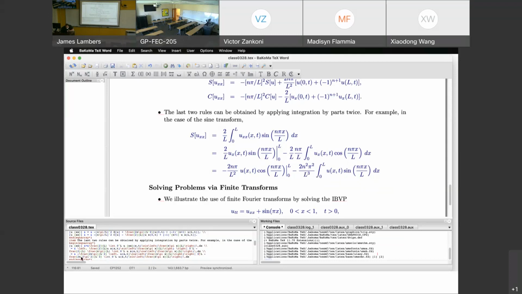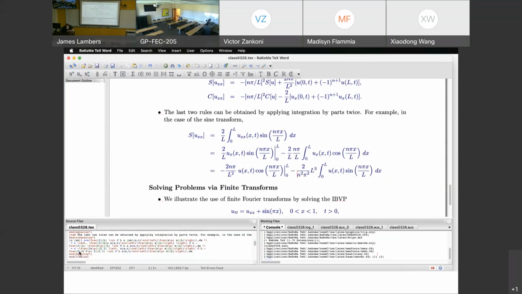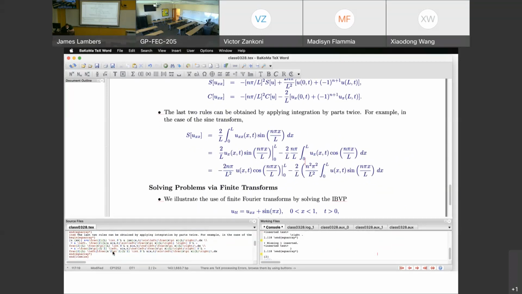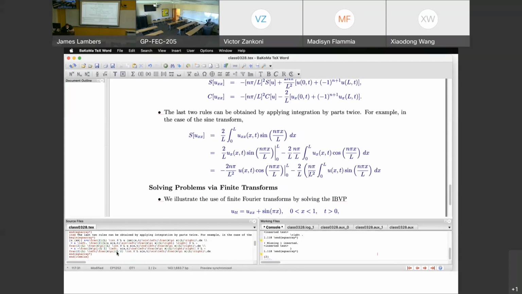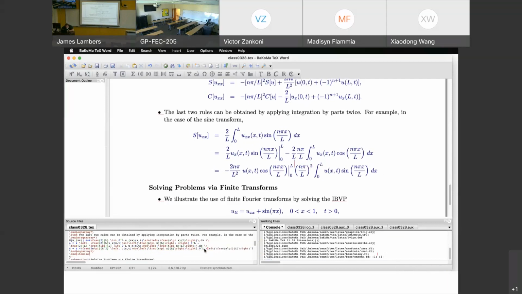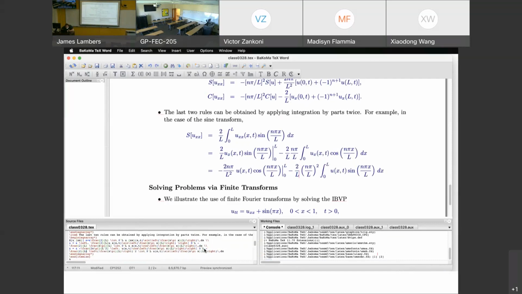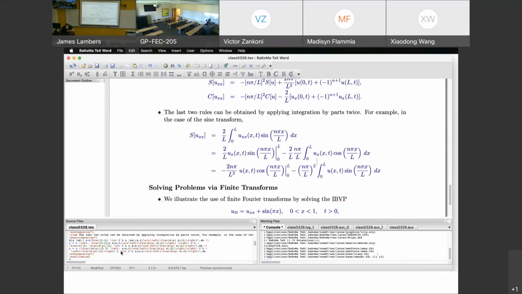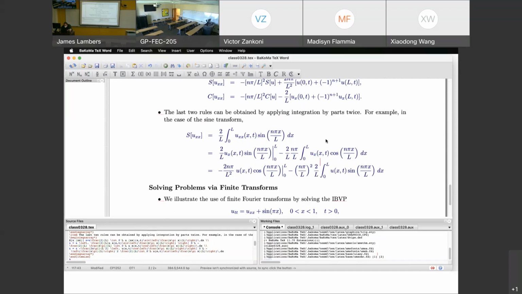I'm going to write this fraction as two fractions, 2 over L, then n squared pi squared over L squared, but that's the same as n pi over L, the whole thing squared. And then I'm going to put the minus 2 over L. No, just 2 over L, right next to the integral.